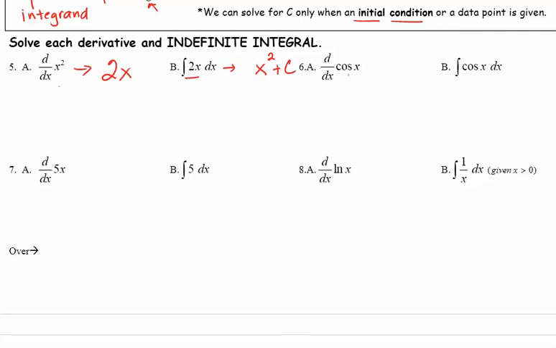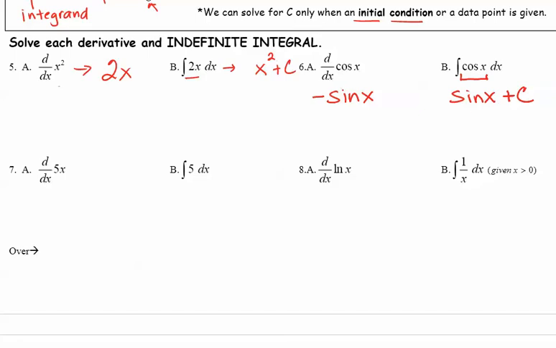Similarly, in question 6a, the derivative of cosine, you know, is the opposite of sine x. So when you look at this integral, you say, well, cosine is the derivative of what? Cosine is the derivative of sine of x. And then don't forget to add the constant of integration. So we get a whole family of answers.